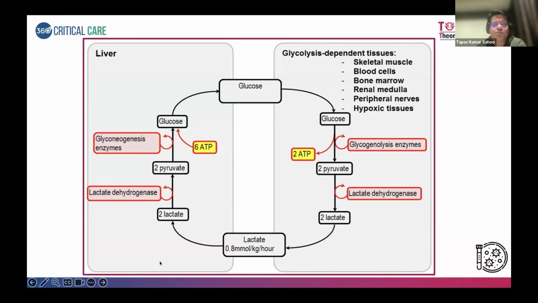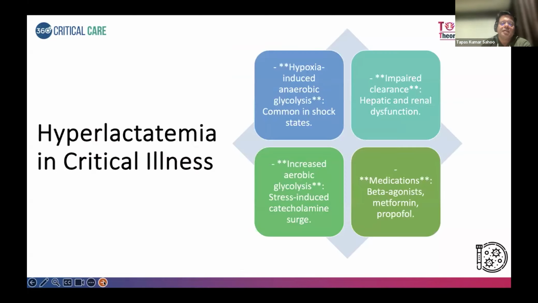So this is something which you can draw. The liver is on one side, and the other organs of our body, the glycolysis-dependent tissues like these, are on the other side. And you can see what happens through gluconeogenesis and how LDH helps change pyruvate to lactate. Now, hyperlactatemia in critical illness.